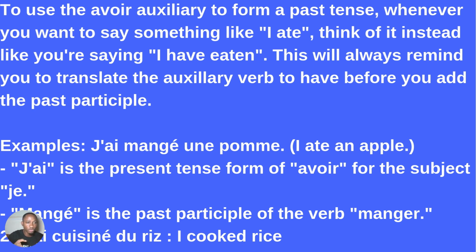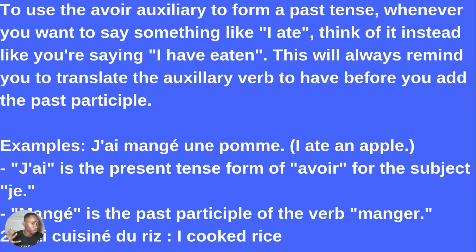Why? Because that would force you to remember that in French you need to conjugate the verb to have first before you put the past participle. That's what this whole grammar means. This way you are reminded to translate the auxiliary avoir before you add the past participle. For example, when you say j'ai mangé une pomme, j'ai there means I have. You understand? By the way, this means both I ate and I have eaten.